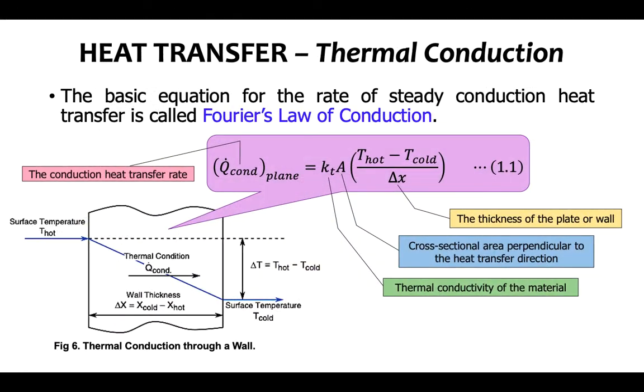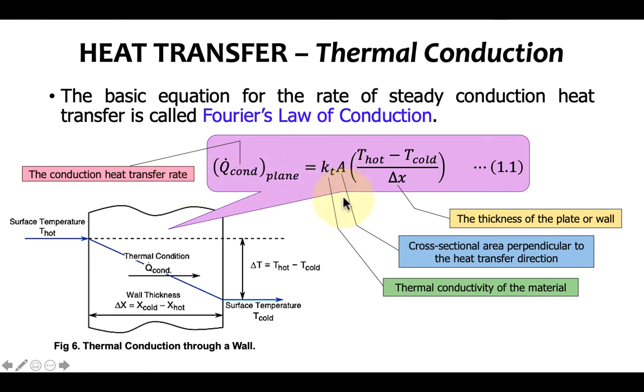The basic equation for the rate of steady conduction heat transfer is called Fourier's law of conduction. For steady conduction heat transfer through a plate or a plane wall, look at this figure. Fourier's law is like this equation, where Q-cond, denoted as Q-con, is the conduction heat transfer rate.